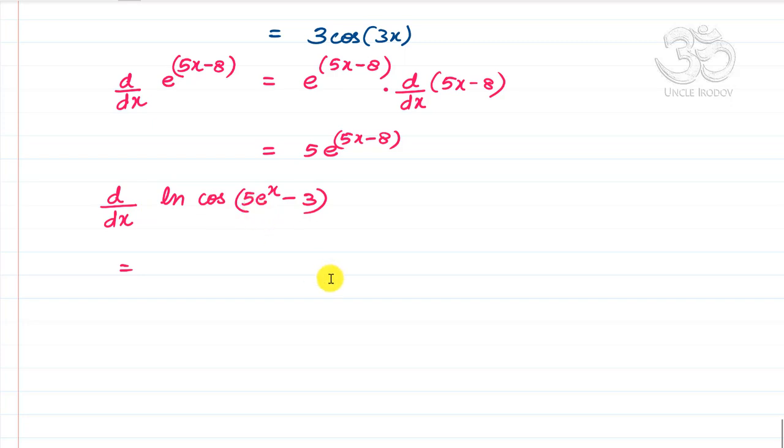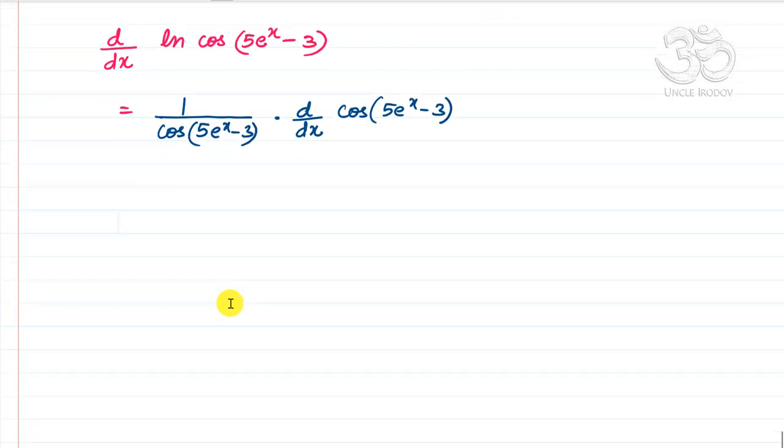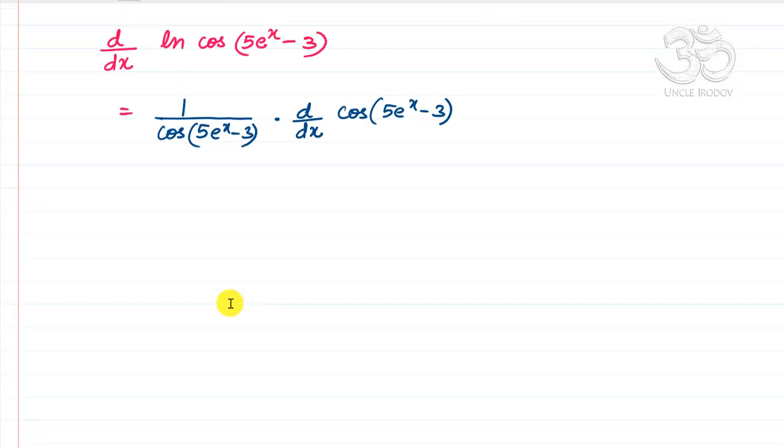Ln. So start with the outermost one. What does ln of something give you when you take the derivative? 1 by x. So the answer here is 1 by cos of 5 e power x minus 3. So ln of something will give you 1 by that thing. Here you had ln of this entire thing, that will give you 1 by that entire thing. But it doesn't stop here. You have to find d by dx of cos of 5 e power x minus 3. So now we are on the second level. Now what does cos of something give you?